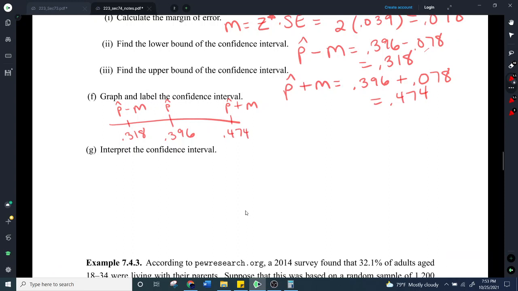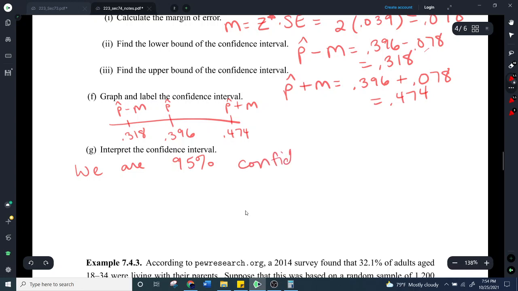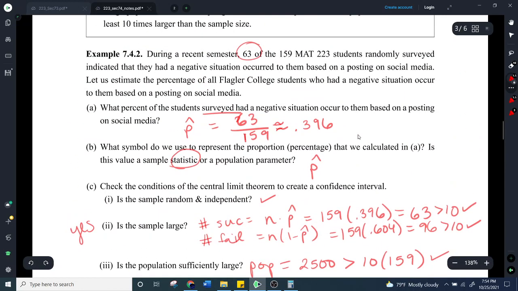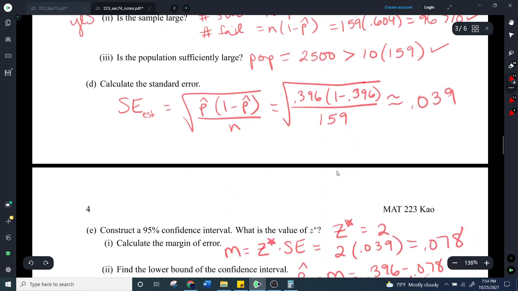Interpret the confidence interval. Let's put this together. We're going to write a statement, and we're going to say we are 95% confident. Now, what are we 95% confident about? We're talking about the percentage of all Flagler College students who had a negative situation occur based on social media.